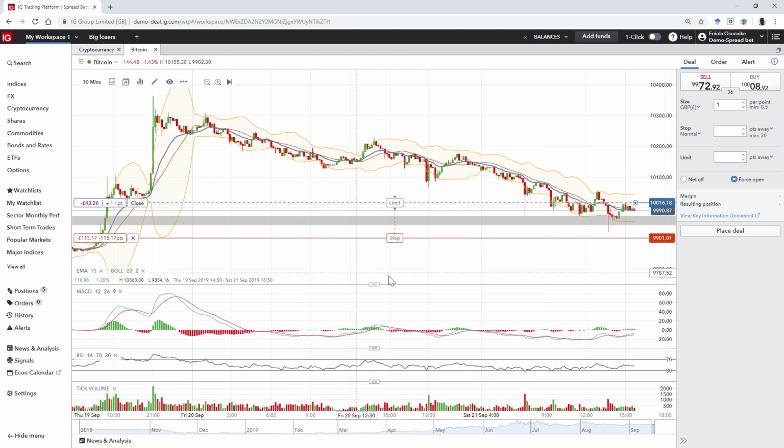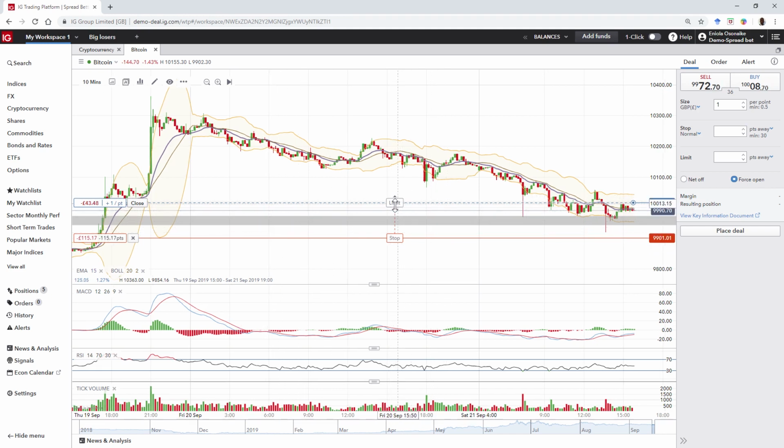Now remember that the same thing works the other way around if you're taking a short position. If I was taking a short position, you would set your stop loss by dragging the cursor above the current price, because obviously you would be making profits if price went down.